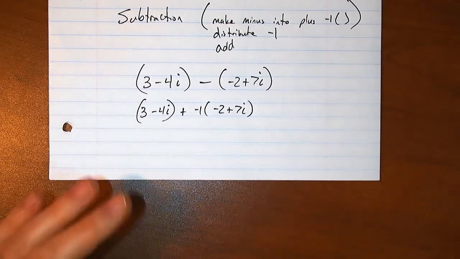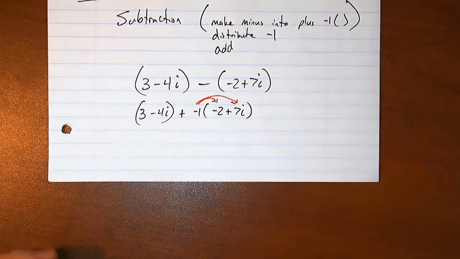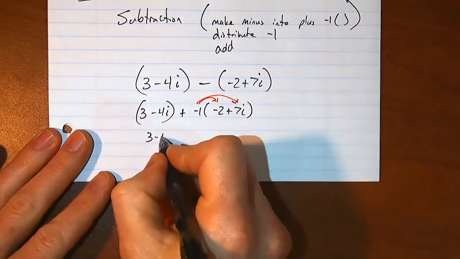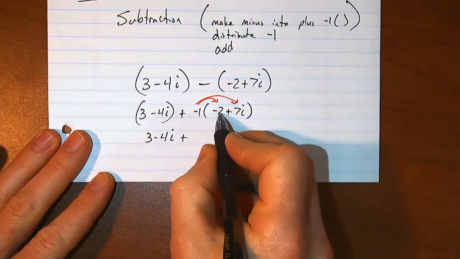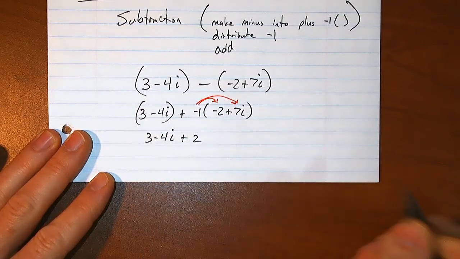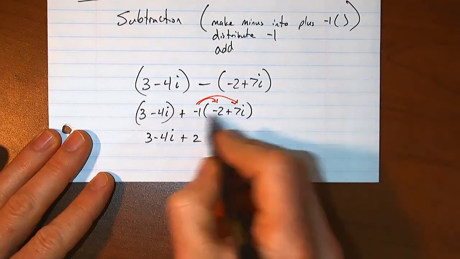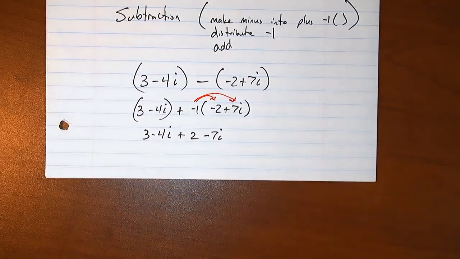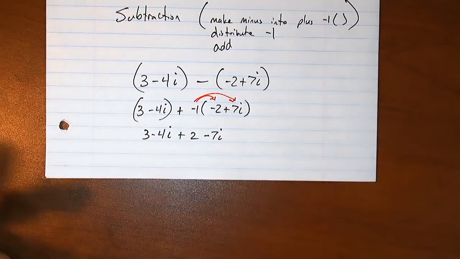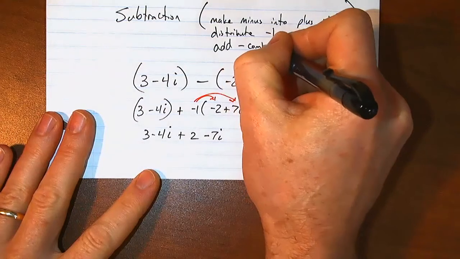And now what I can do is I can distribute that -1. So when I distribute that, I get 3 minus 4i plus -1 times -2 is +2. And -1 times +7i becomes a -7i. There we go. So I just distribute that. And now I add. In other words, I combine like terms, right? When we say add, what we really mean is combine like terms.